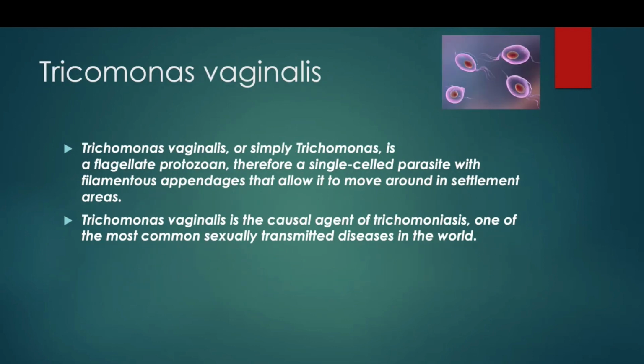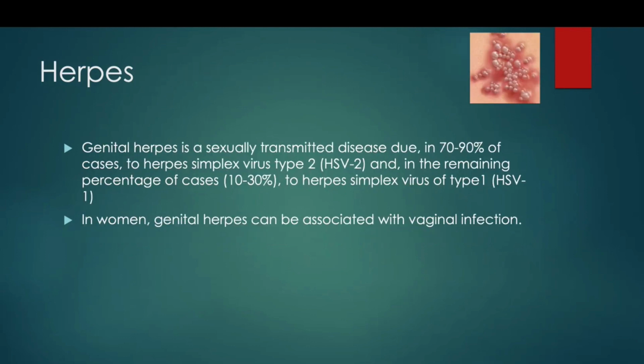Trichomonas vaginalis is a very important pathogen because the transmission is sexual. Herpes is a virus. We have two types. In women, genital herpes, for example, can be associated with vaginal infection.